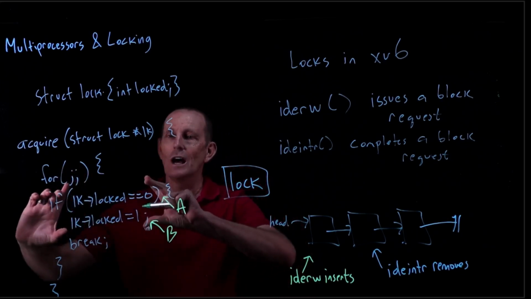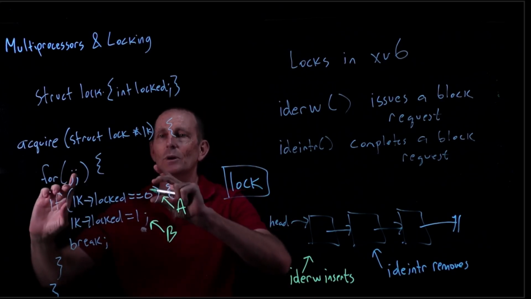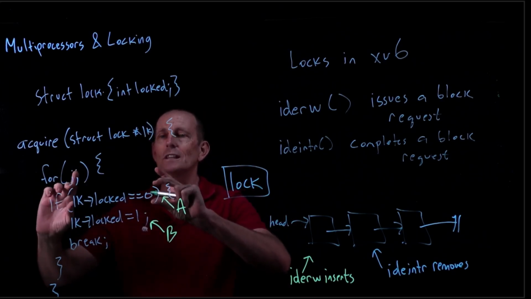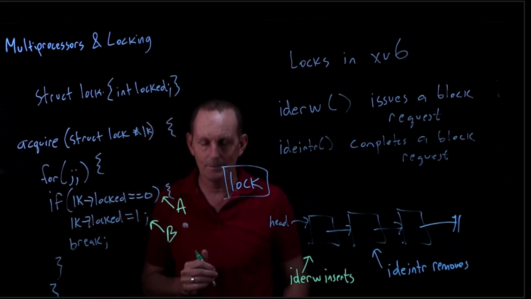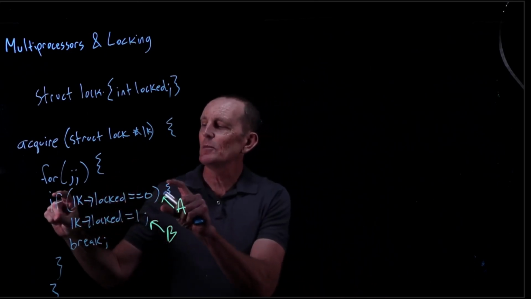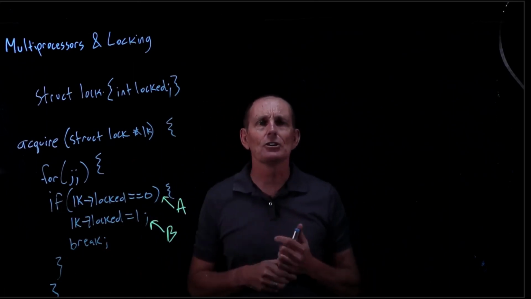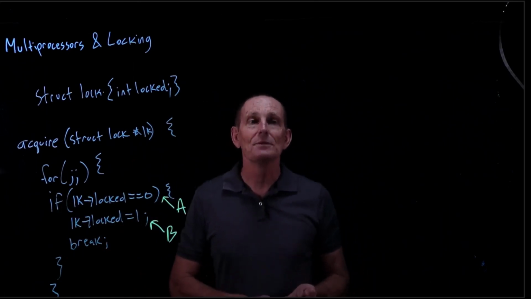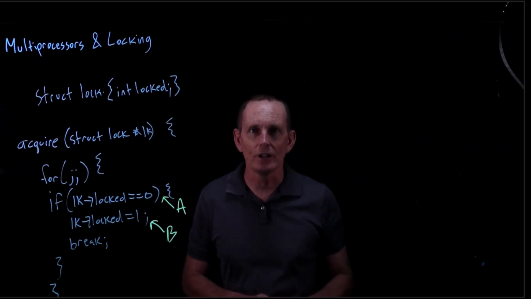These two lines are not atomic. This line and this line are separate, and so we can go from this line to the next line without any guarantee of atomicity. The problem here is we've got two parts: the testing part and the setting part. It would be nice if we had a single test-and-set instruction. Many processor architectures do have a test-and-set instruction.